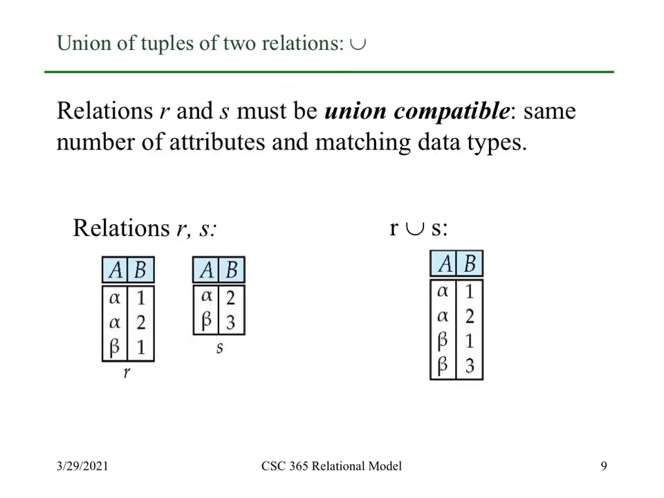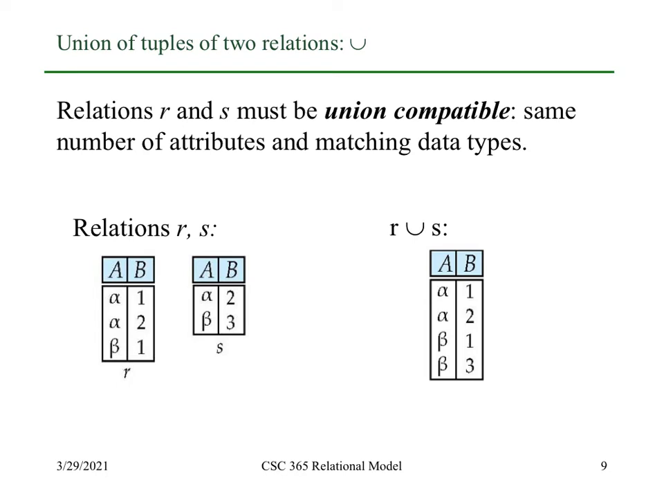Finally, I want to talk about set operations. 3 set operations, in order to apply them, again, they're binary operators, so they work on 2 tables. In order to apply those operators, the 2 tables must be union compatible. In other words, they have to have the same schema.